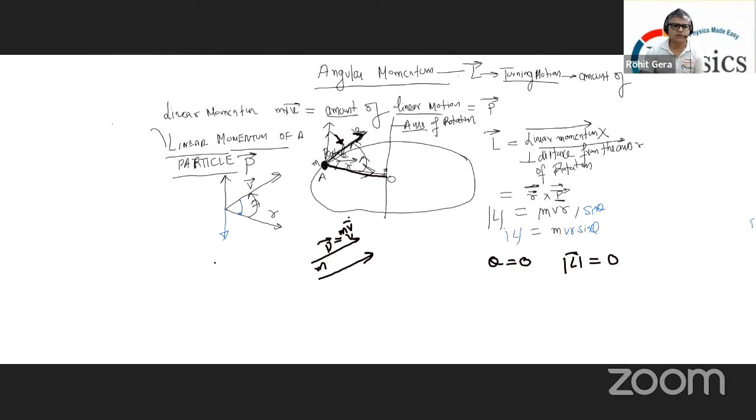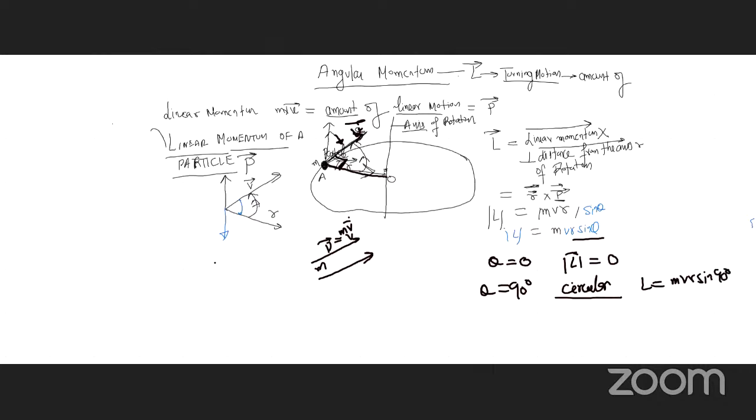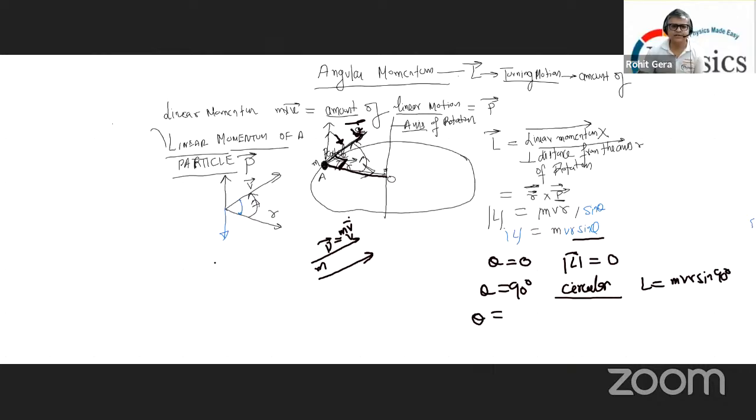So between these two, incidentally it was 90 degrees, so in circular motion it becomes sin 90. Theta is equal to 90, I am referring to a circular motion because in the circular motion velocity and r are at right angles. So this is a typical case of circular motion. The answer is mvr sin 90, maximum angular momentum. Correct. And theta is equal to 180 degrees.